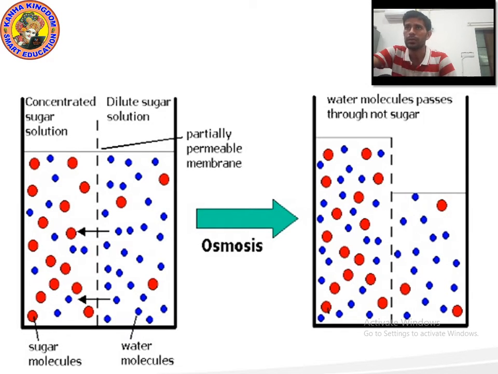So we can say that the cell is placed in a medium which has higher water concentration and lower solute concentration. Then what will happen? The cell will gain water by osmosis and swell up. Such a solution is called a hypotonic solution.